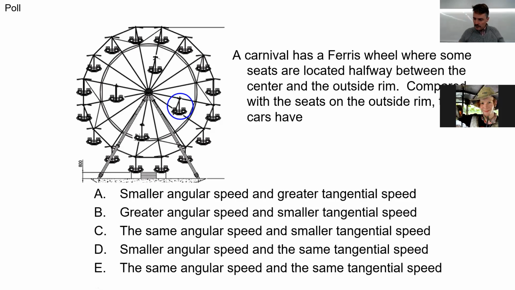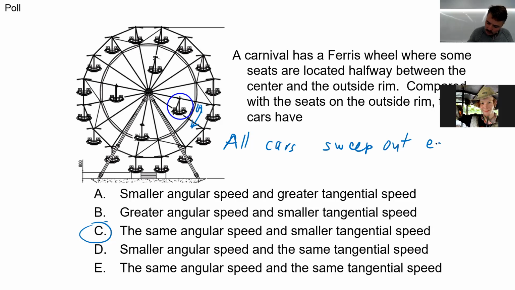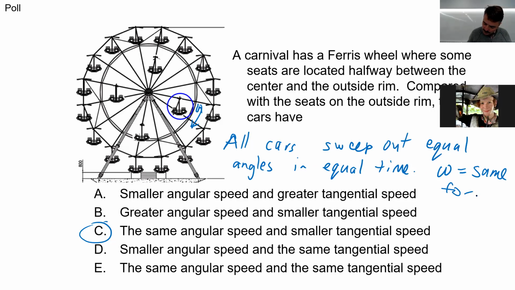So 56% of you voted for C, and that's exactly the one that I was thinking of too. You're looking at the inner car. They all sweep out equal angles in equal time. And what that means is that omega is the same for all. And that's the angular speed there. But obviously, if something's right at the very center, it's not moving at all, right? And so as you get farther and farther from the center, it's going faster and faster.